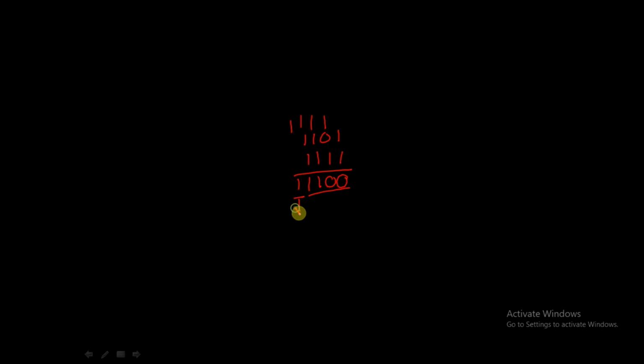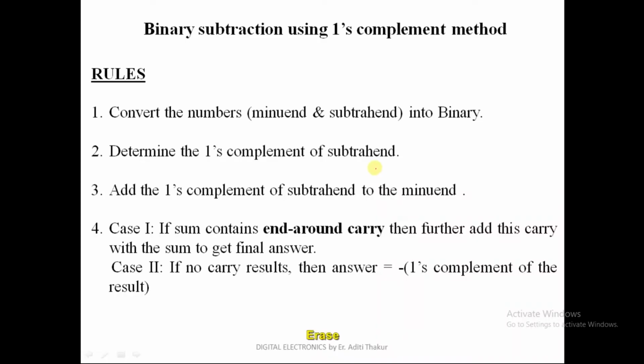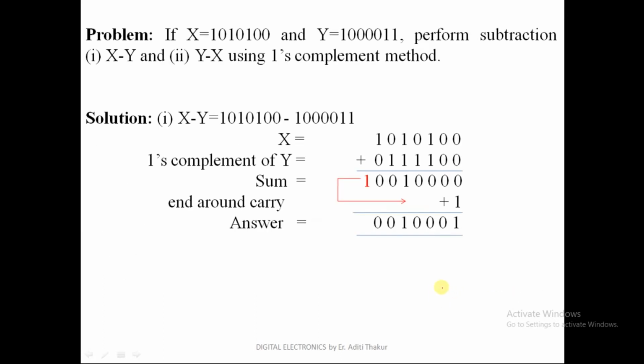So this 5th bit which we are getting in our answer is called end around carry. Similarly, when we deal with two 8-bit numbers, if we get a 9th bit in the sum, that is called end around carry. That is the first case. Now the second case can arise when we get no carry. In that case, the answer will be minus the 1's complement of the result. We can understand this by performing the following example.